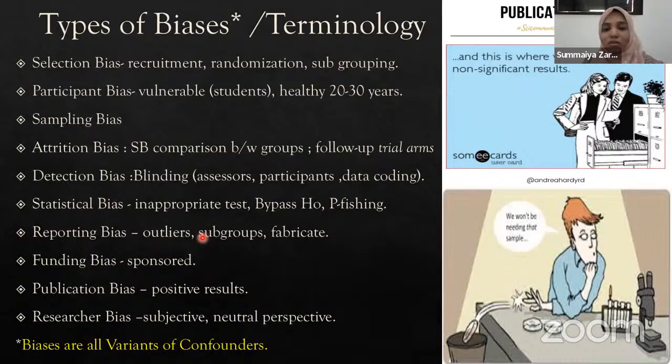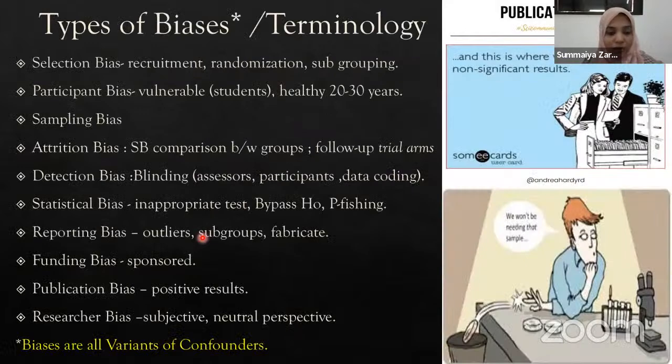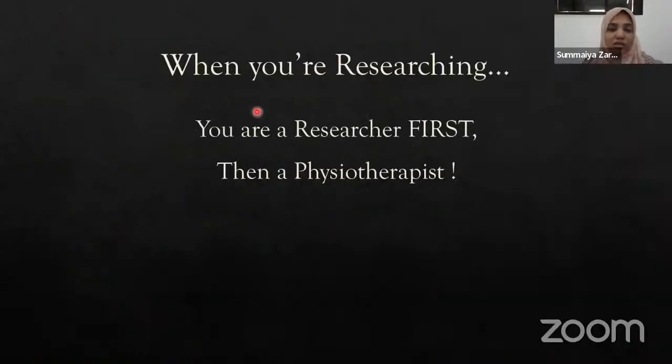When you're carrying out a research, you are a researcher. You are not a physiotherapist. You are a researcher first, then you are a physiotherapist. By the way, these biases are all variants of confounders. We have heard about confounding variables and extraneous variables. Biases are one of the types of confounders.